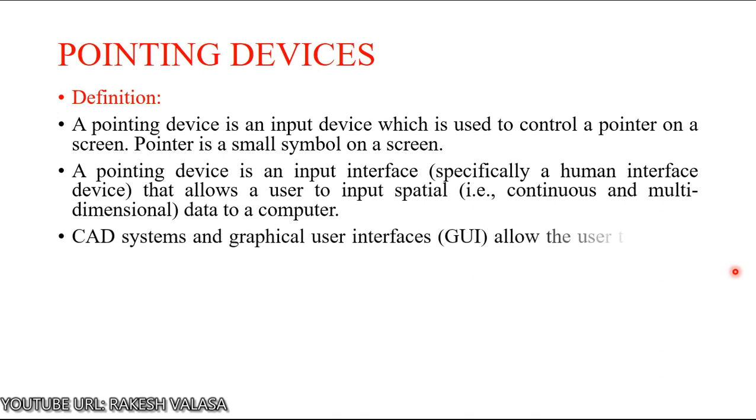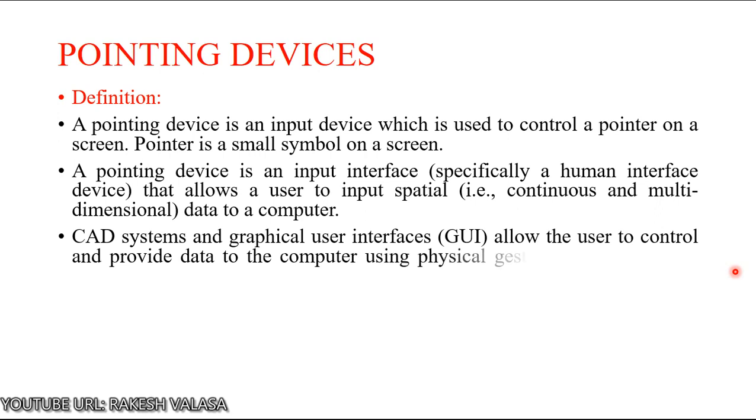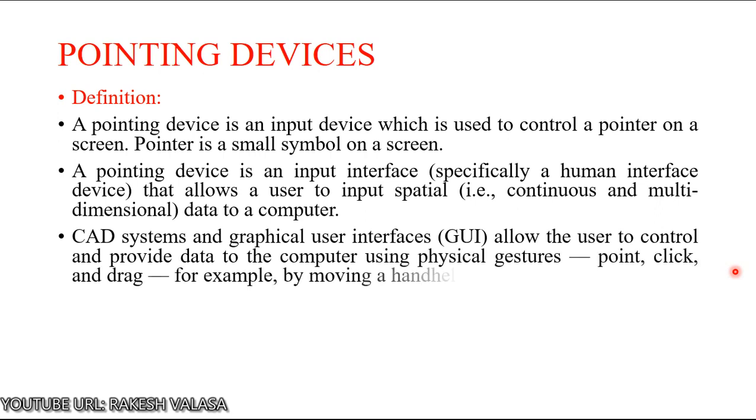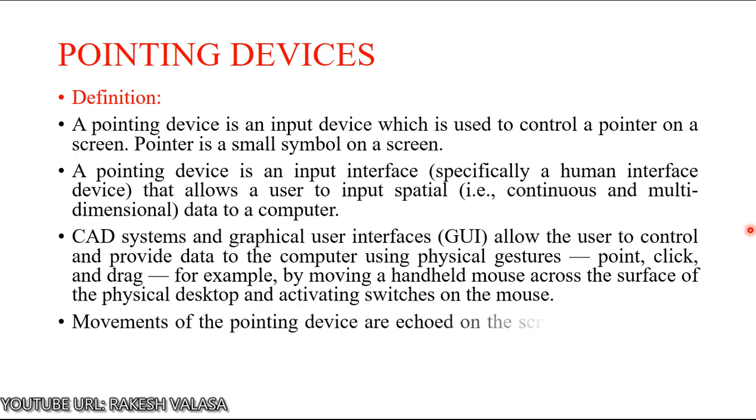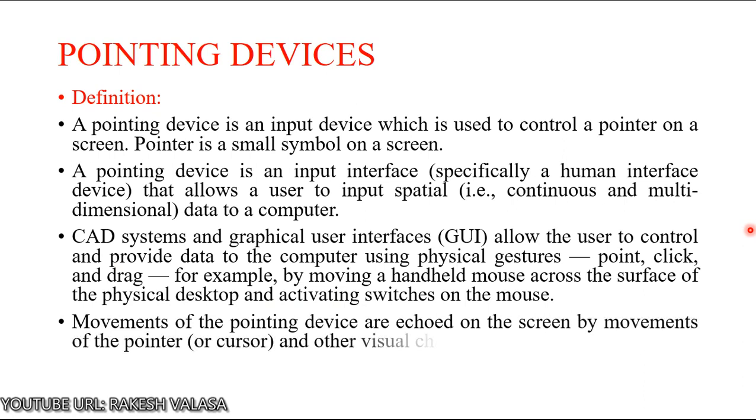In CAD systems and graphical user interfaces, GUI for short, it allows the user to control and provide data to the computer using physical gestures. That means point, click and drag. For example, by moving a handheld mouse across the surface of the physical desktop and activating switches on the mouse. Movements of the pointing device are echoed on the screen by movements of the pointer or cursor and other visual changes.